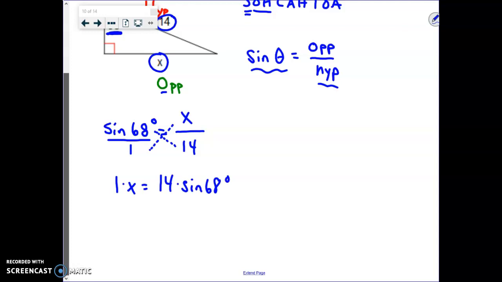Now, you want to put the 14 up front, like 14y, just so you don't accidentally multiply the degree by 14. You don't want to put the 14 at the end; you want to write your 14 first. So 1 times x is x. Now, we've got to figure out what this is. I don't know what 14 times the sine of 68 degrees is. Well, we can go ahead and use your calculator.